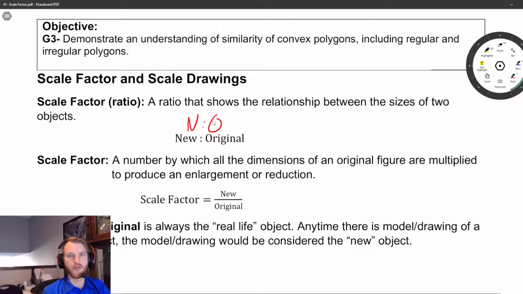When we're doing our math, the question often might tell us it in this form, but when we want to actually use our math, we're going to write it in fraction form. The first number in a ratio is the one that's going to go on the top. So the new goes on the top and the original goes on the bottom. I will often write it out in a problem for my formula: scale factor is equal to the new divided by the original. And the SF here is for scale factor.